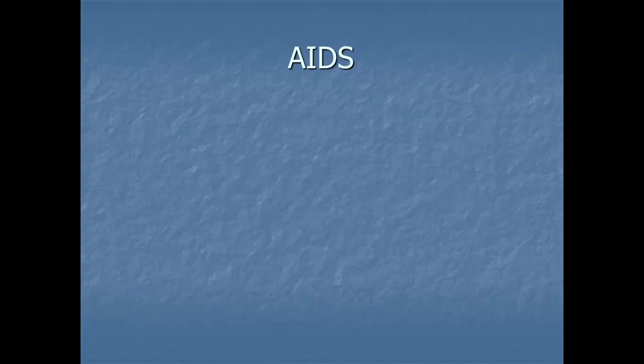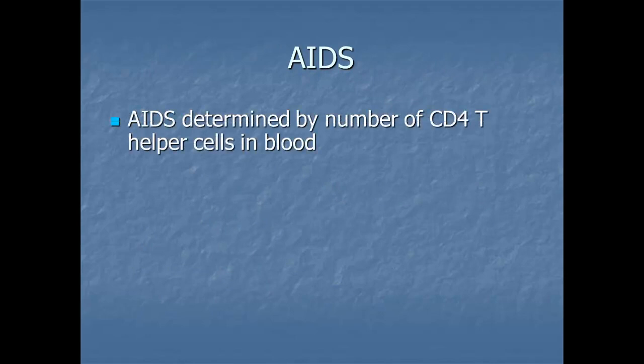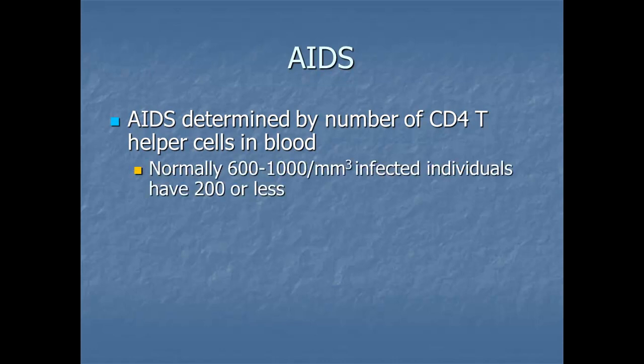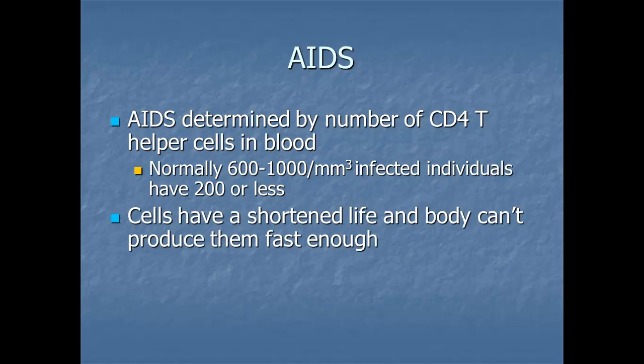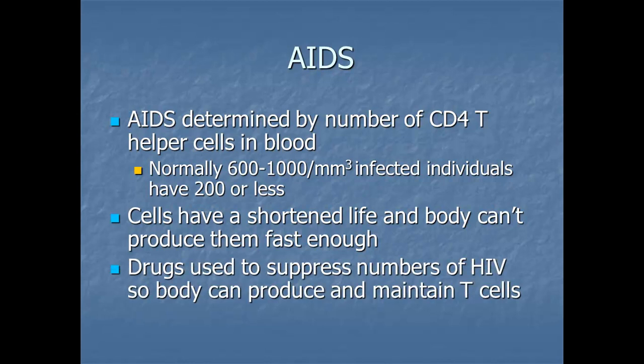AIDS is determined by the number of CD4 T helper cells in the blood. Normally, it's 600 to about 1,000, but infected individuals will have 200 or less. So if you have less than 200 T cells, you are clinically classified as having AIDS. Cells have a shortened life, so your T helper cells have a very shortened life, and your body just cannot produce them fast enough. So we have to use drugs to suppress the numbers of HIV so the body can produce and maintain the T cells.